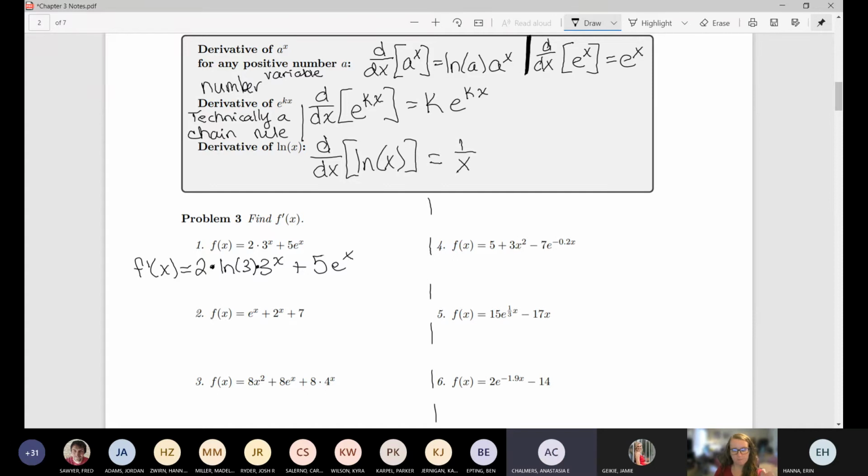Pause. I have a question. Why doesn't the 2 become a 0? Like when we take the derivative, because it's a constant.